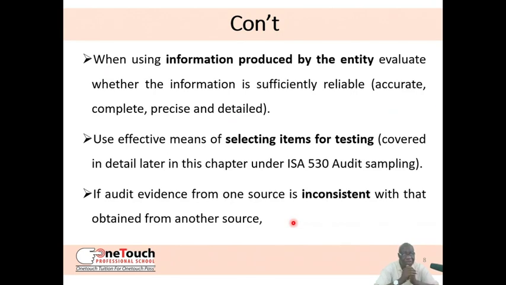when using information produced by the entity, you must evaluate whether the information is sufficiently reliable, accurate, complete, precise, and detailed. And then use effective means of selecting items for testing. You don't just go and select anything for testing because you are doing sampling. You should use effective means of selecting items for testing. Then, if audit evidence from one source is inconsistent with that obtained from another source, check all those things.